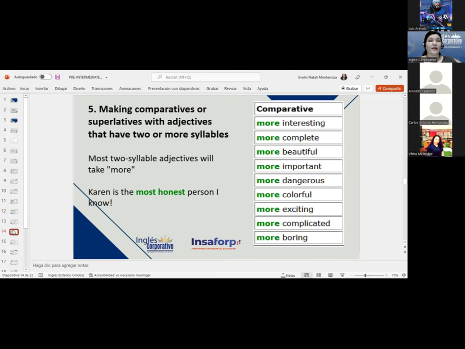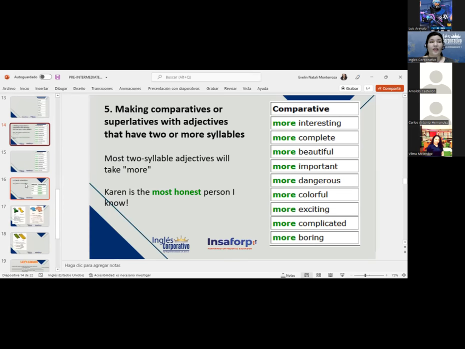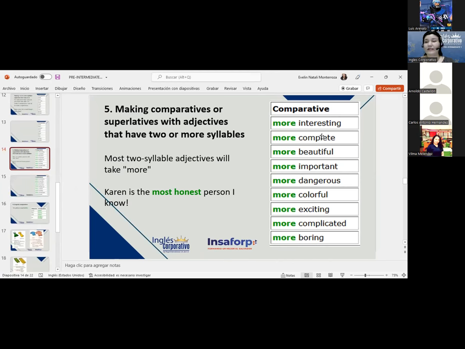And here I have the final rule, right? In this one, we have the comparatives that have more than one syllable, the ones that I was mentioning, the adjectives that are longer than the other adjectives. Vilma, can you help me with the examples? More interesting. More complete. More beautiful. More important. More dangerous. More colorful. More exciting. More complicated and more boring.